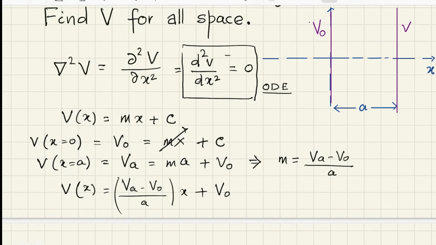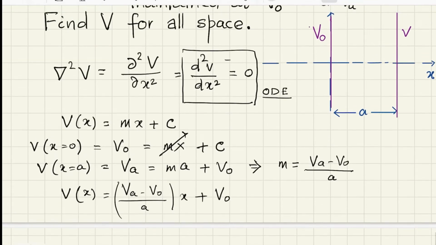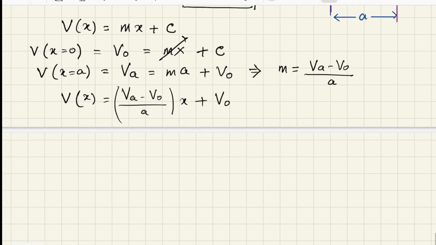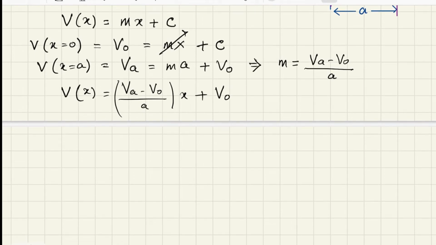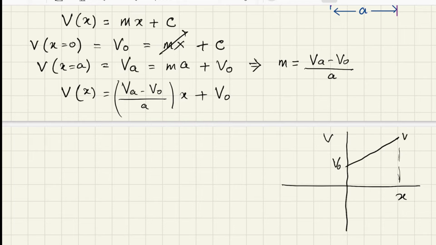If I plot V as a function of x, and let's say this is a, then it is like that. Suppose this is V naught and this is V a, and this is the slope, and that is how it changes.